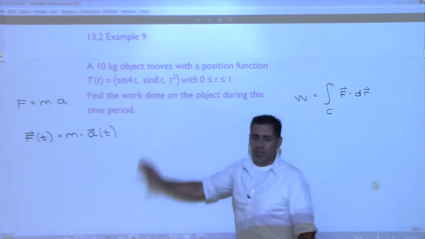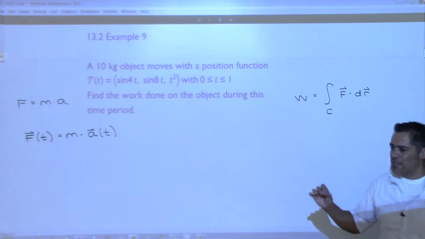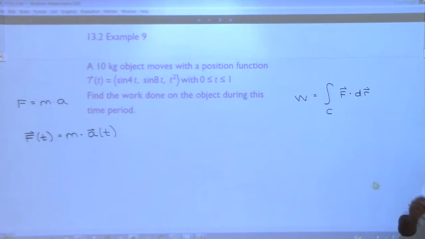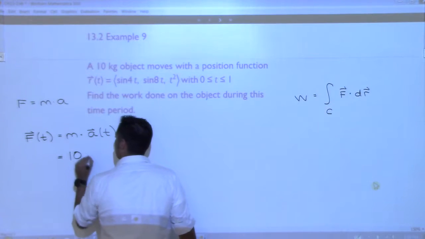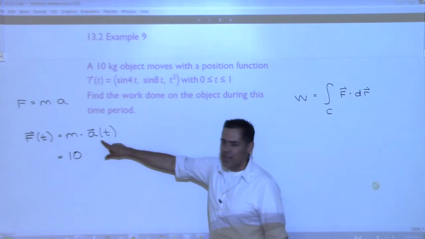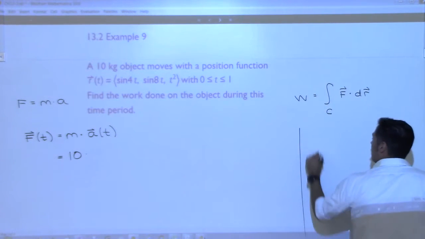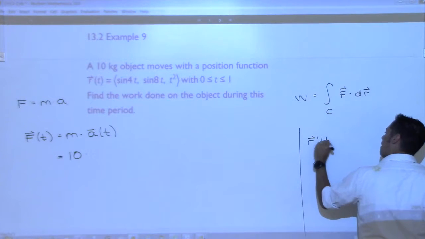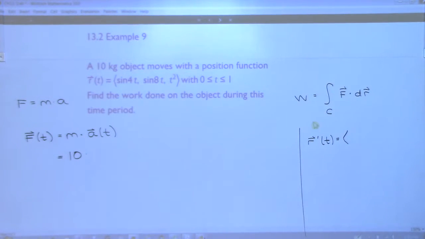So if you have an object moving in space without gravity there, then the only force acting on it is its own mass times its own acceleration. So for us, this is 10 times the acceleration function as a vector function. So we're going to have to take the derivative twice. So what is r prime of t? Isn't that kind of cool that you can get the force from this, just using that?